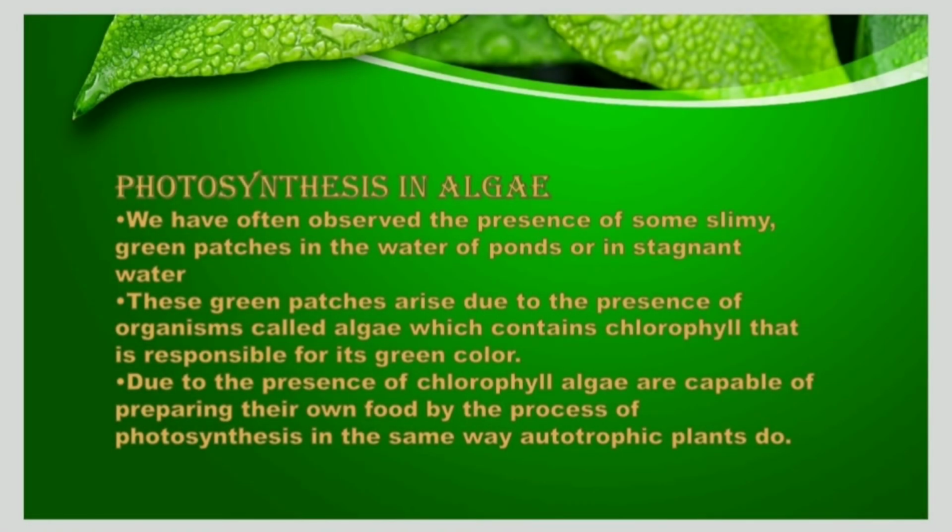Photosynthesis in algae. We have often observed the presence of some slimy green patches in the water of ponds or in stagnant water. These green patches arise due to the presence of organisms called algae, which contain chlorophyll that is responsible for its green color. Due to the presence of chlorophyll, algae are capable of preparing their own food by the process of photosynthesis in the same way autotrophic plants do.